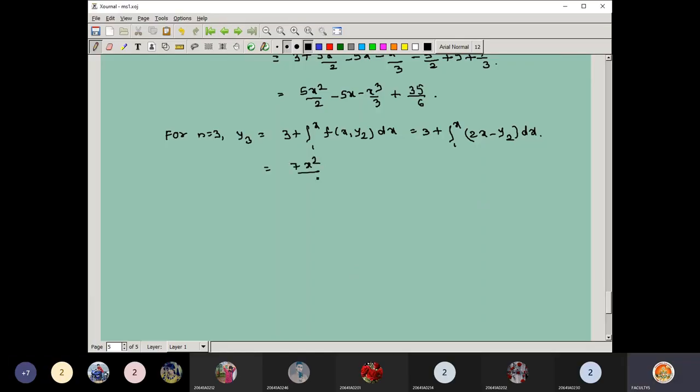Seven x square by 2 minus 5x cube by 6 plus x to the power of 4 by 12 minus 35x by 6 plus 73 by 12.